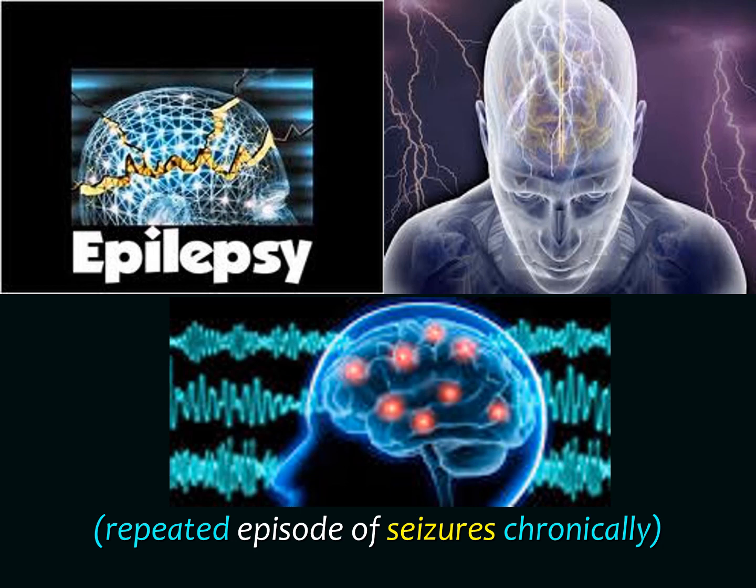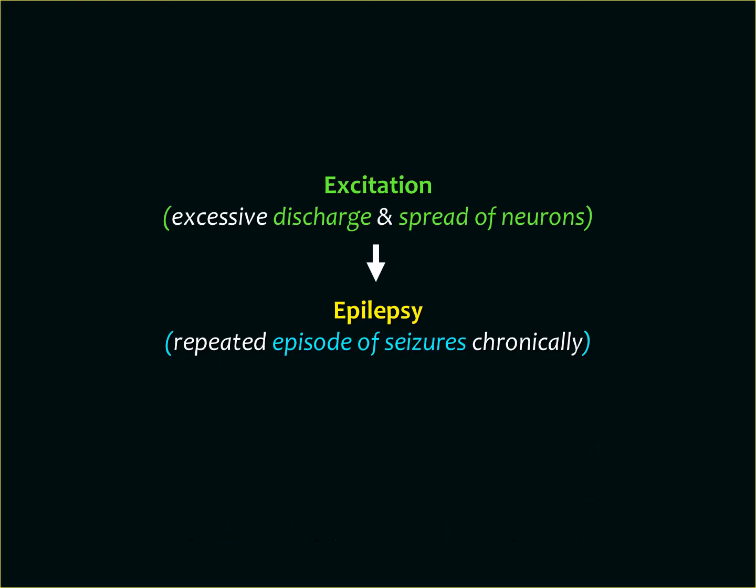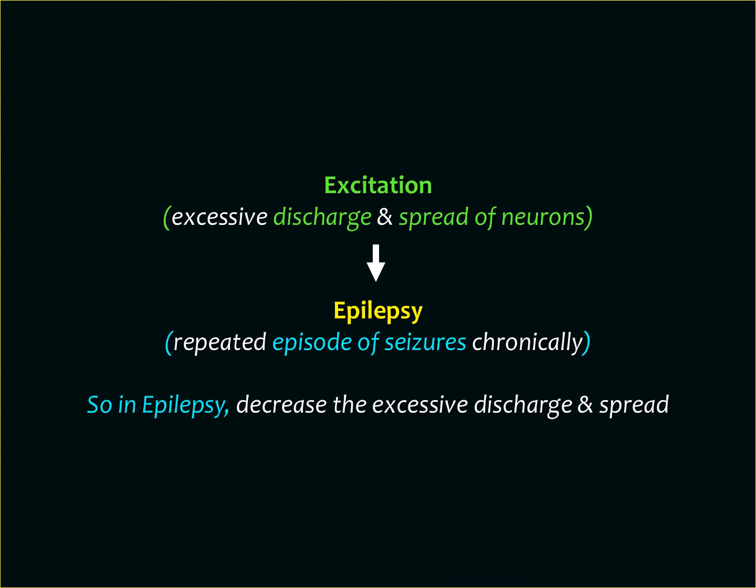Epilepsy. Remember, in epilepsy, seizures are occurring repeatedly in episodic nature and chronically. The repeated episode of seizure chronically. Important, repeated and chronic. Normally, we know excitation was due to excessive discharge of the impulse and spread of impulse through the neuron, and that will lead to epilepsy, and there will be repeated episodes of seizure chronically. So, in epilepsy, if we want to treat, we decrease the excessive discharge and spread. So, all anti-epileptics will decrease the excessive discharge and spread.